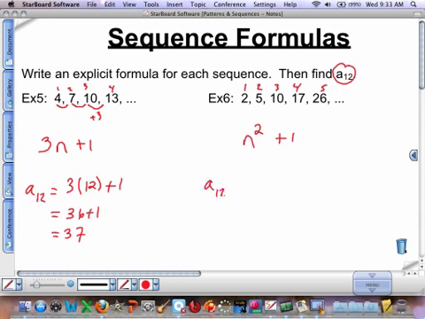And then a sub 12, plug it in. 12 squared plus 1. 145.